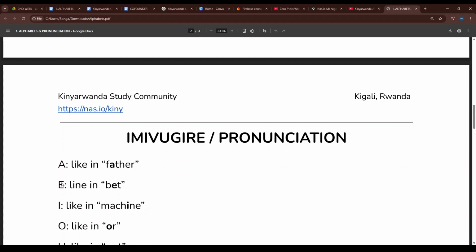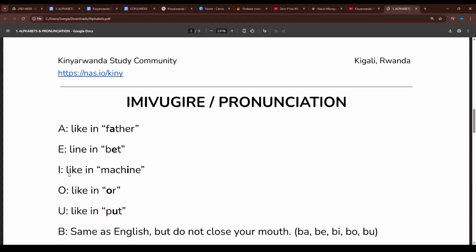And then this one, the second one is A. Like when you're saying bet. A. It's not E. In English, you say E, but in Kinyarwanda, it's A. And this in English it's I, but in Kinyarwanda it's E.